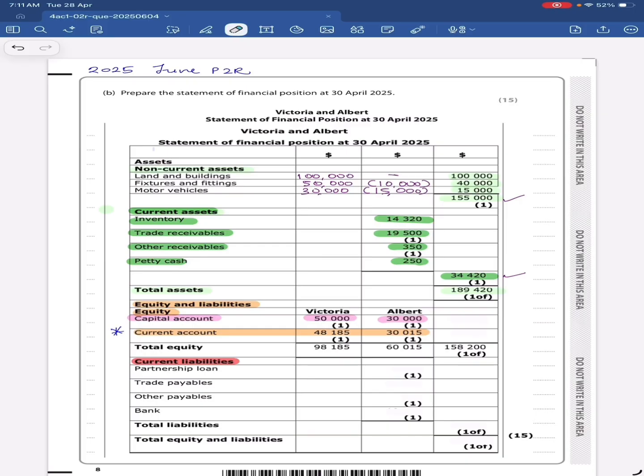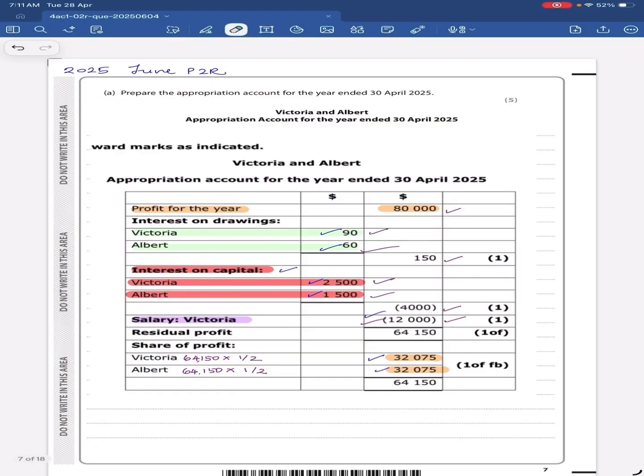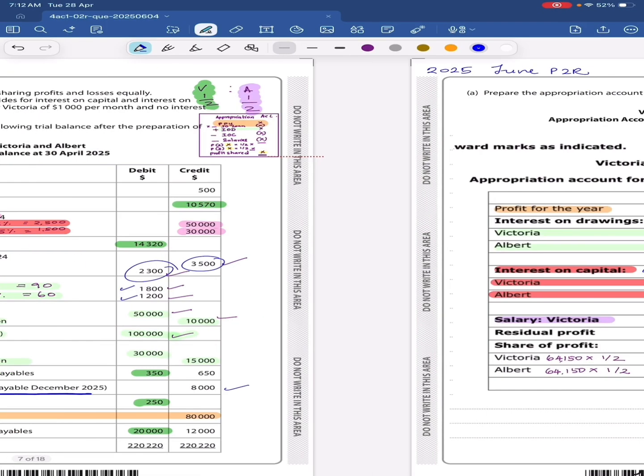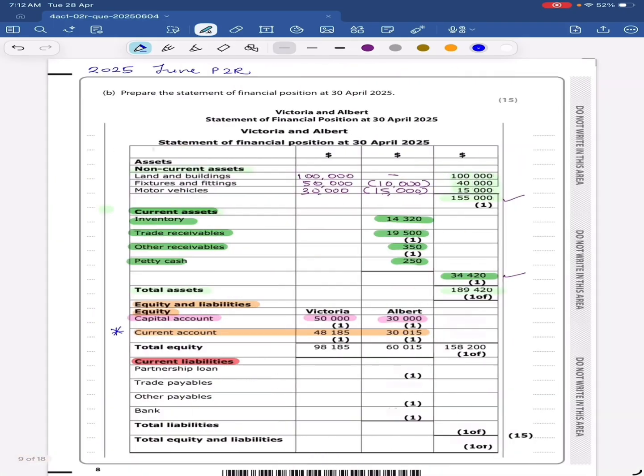Now let's complete the current liabilities section. So partners loan, why are we entering this under current liability? Because the year ends on 30th April 2025, and you can see here the partners loan, this amount you have here. Partners loan, it's repayable within a year. Therefore, we enter this 8,000 under current liability.